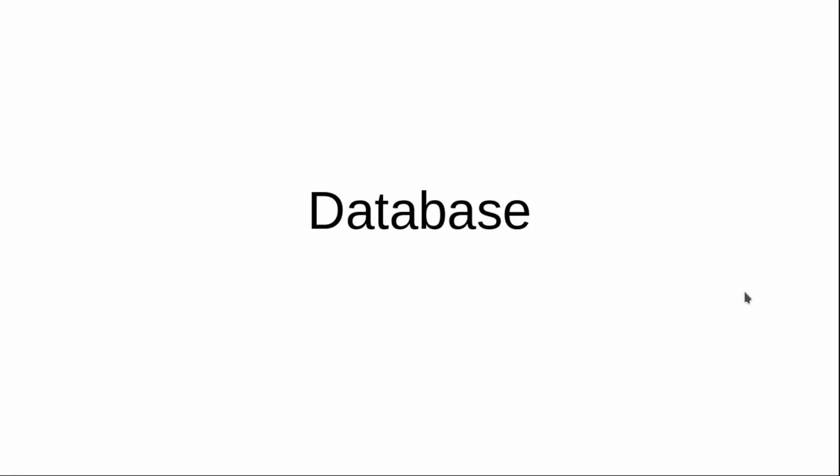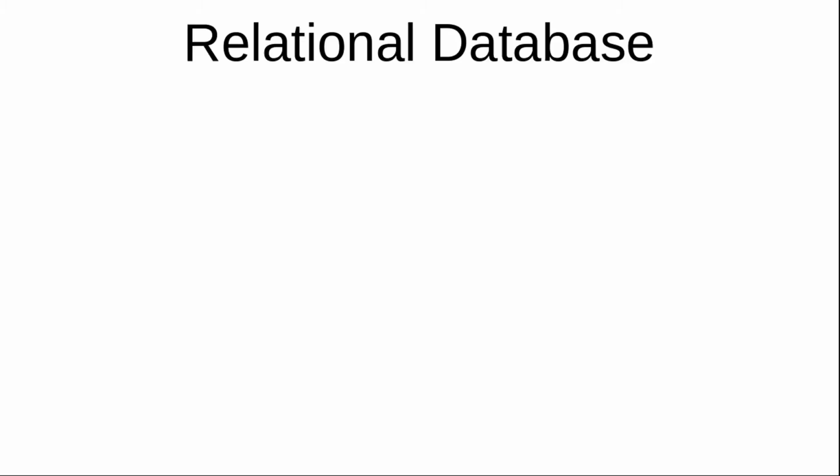So, what is the first thing that comes to your mind when you hear the word database? The Wikipedia definition for a database is an organized collection of data generally stored and accessed electronically from a computer system. There are mainly two types of databases: a relational database and NoSQL database. In a relational database, data is stored in tables.